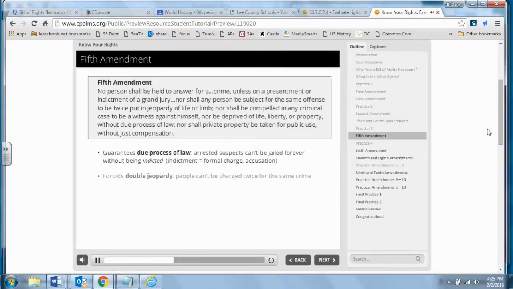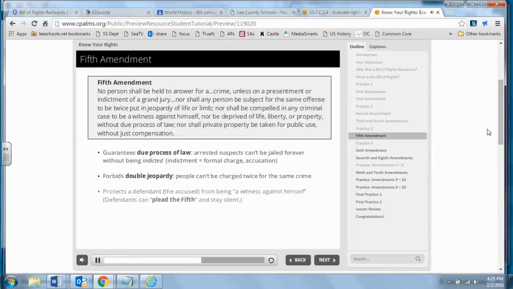Next, the Fifth Amendment forbids something called double jeopardy. This means that no person can be charged for the same crime twice. For example, if you are found not guilty of stealing from a store, you can never be tried for that exact same crime again. That doesn't mean you can shoplift freely from the same store, however. That would be a different crime.